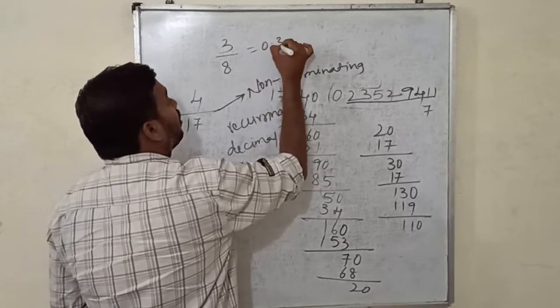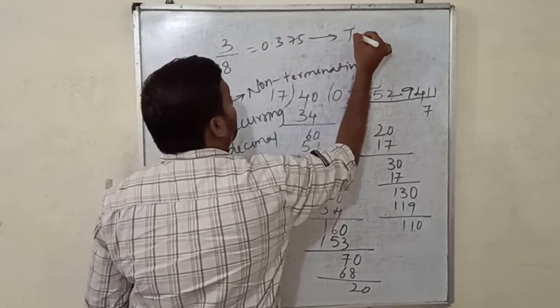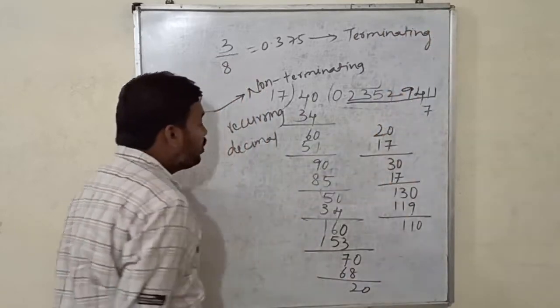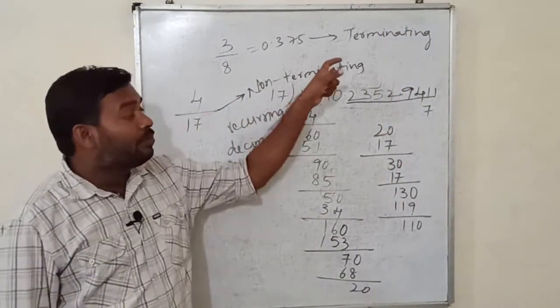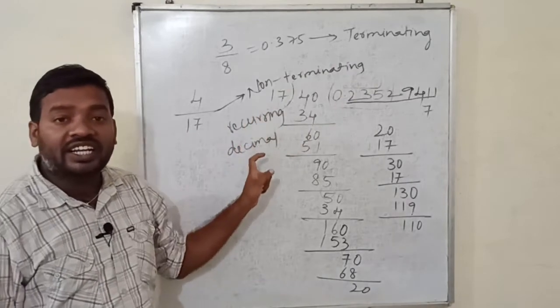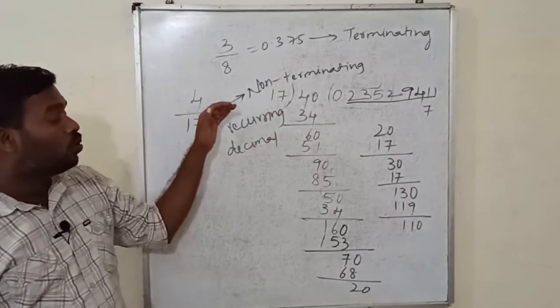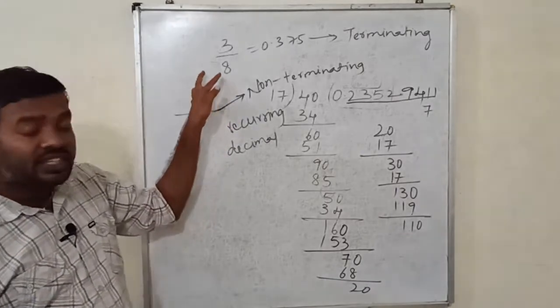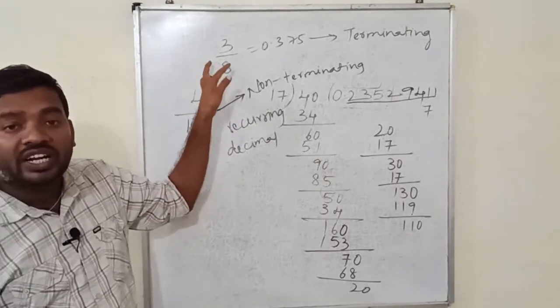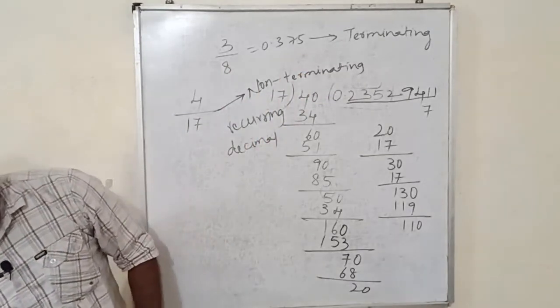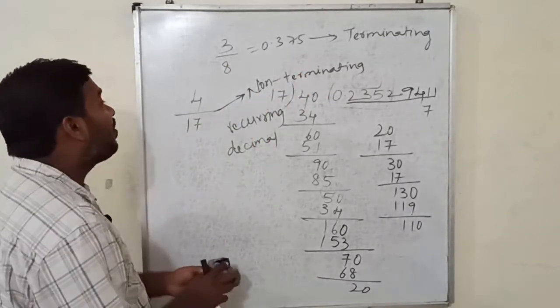This is a terminating decimal. So by division we can know which is terminating and which is non-terminating recurring decimal, but without actual division also we can know whether the given rational number is terminating or non-terminating recurring decimal. Let us see how we can find that out.